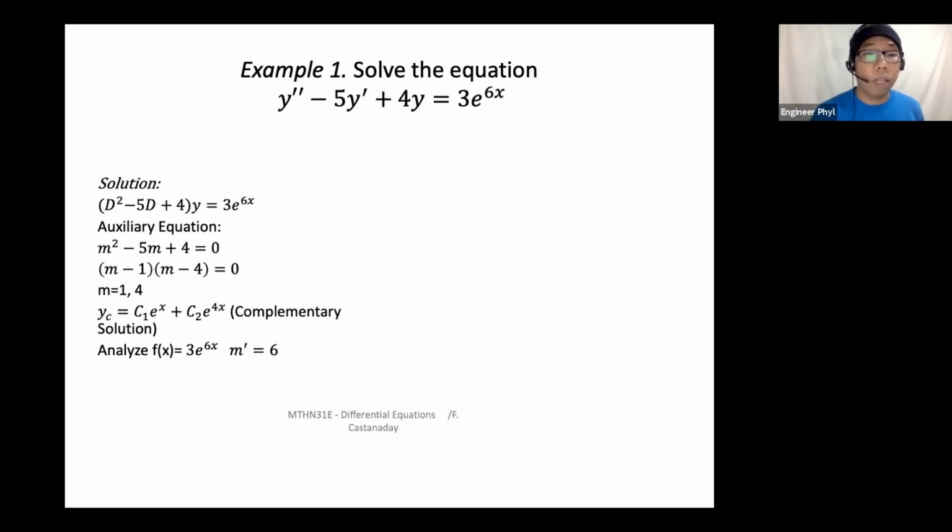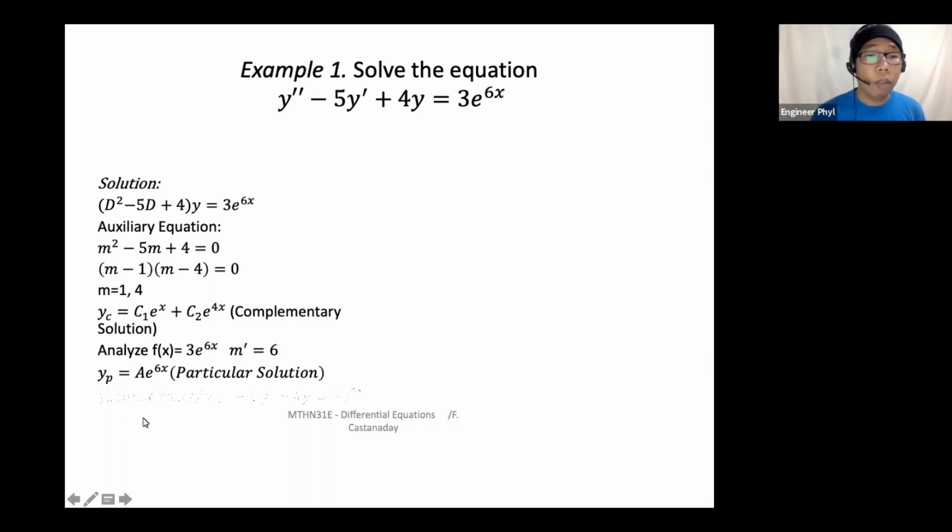So here, by looking at the exponential function, we have 6. So the root is 6. And the solution y sub p is equal to, instead of using arbitrary constants c, we use a different letter to represent the constant that will be determined later. So this will be a e raised to 6x, since we only have one root for this particular solution.